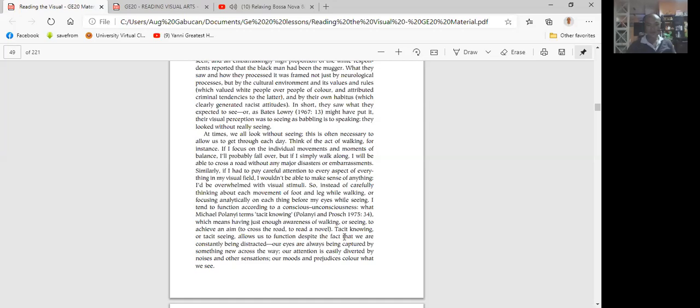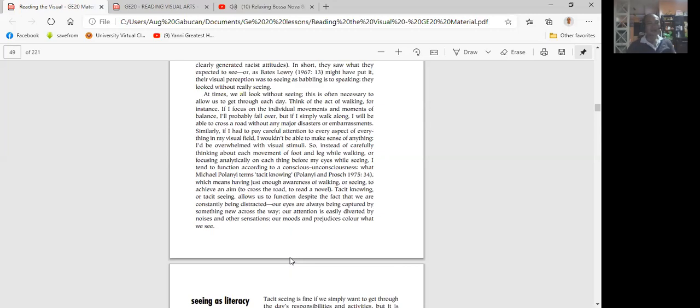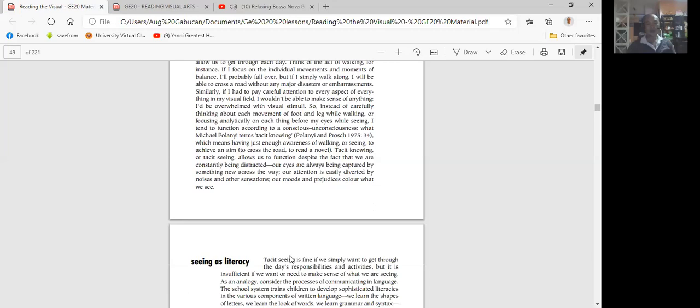And so, you know why? Tacit knowing, or tacit seeing as another term, allows us to function despite the fact that we are constantly being distracted. Our eyes are always being captured by something new across the way. Our attention is easily diverted by noises and other sensations. Our moods and prejudices color what we see. So if we just focus on each of them, everything might get in the way of attaining our particular purpose.